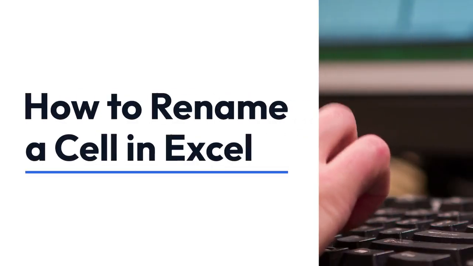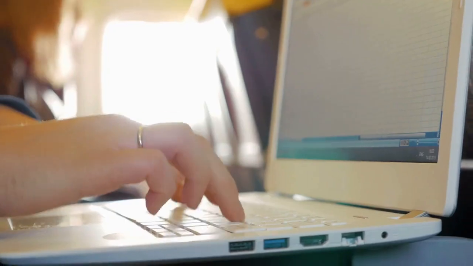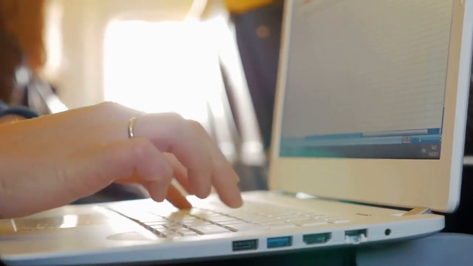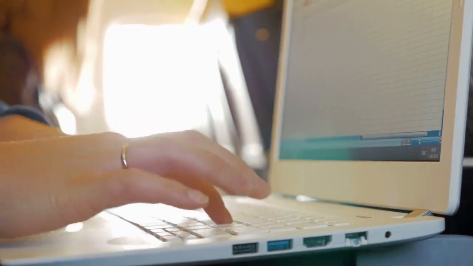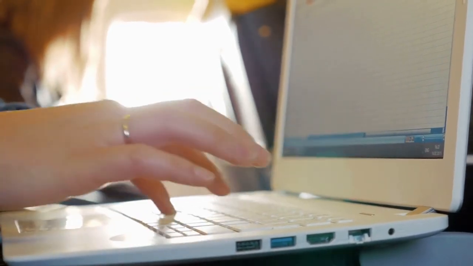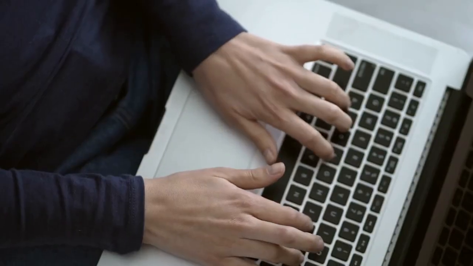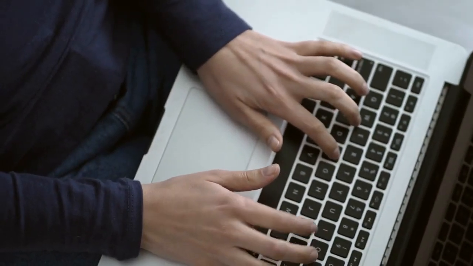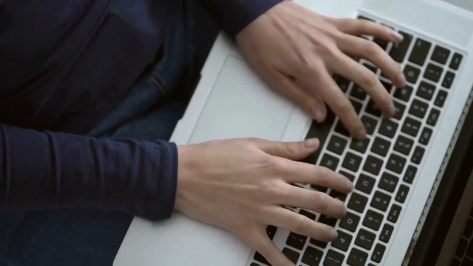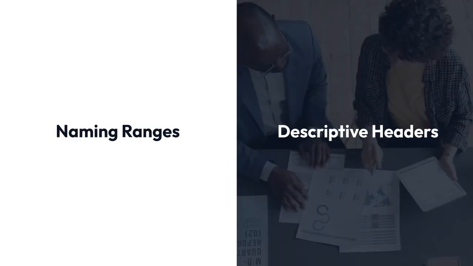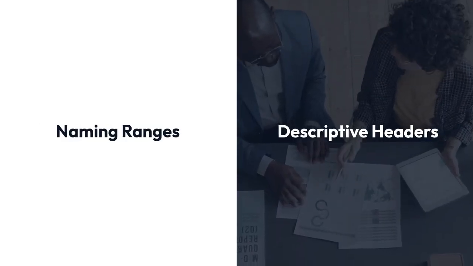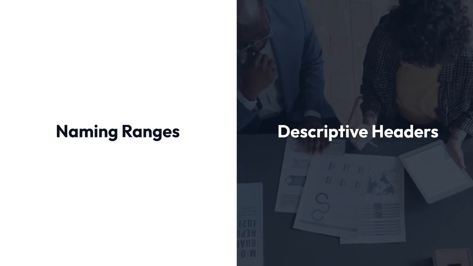We're going to explain how to rename a cell in Excel. It's important to understand that you can't directly rename a cell in the sense of giving it a descriptive name like Sales Q1 that you'd use in programming. Excel cells are identified by their location, e.g. A1, B2. However, we can achieve a similar effect using two main methods: naming ranges and using descriptive headers.